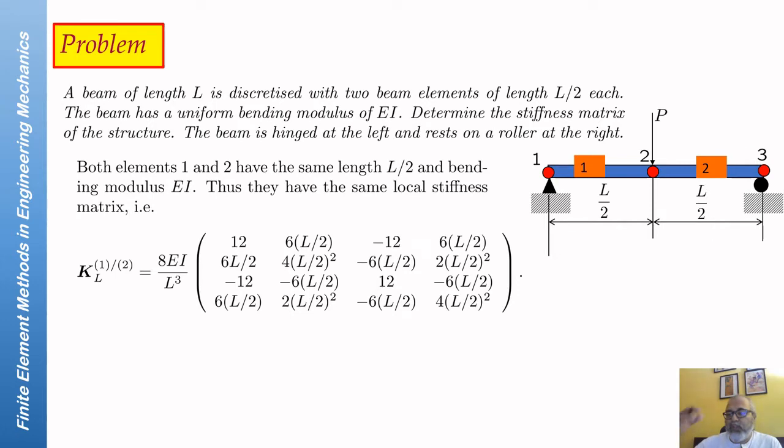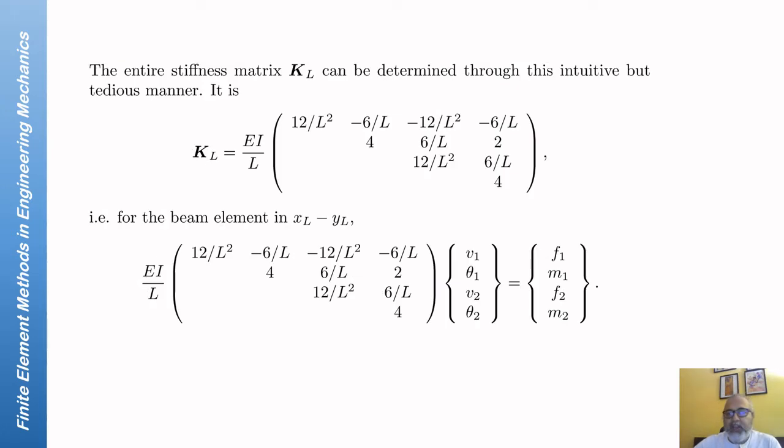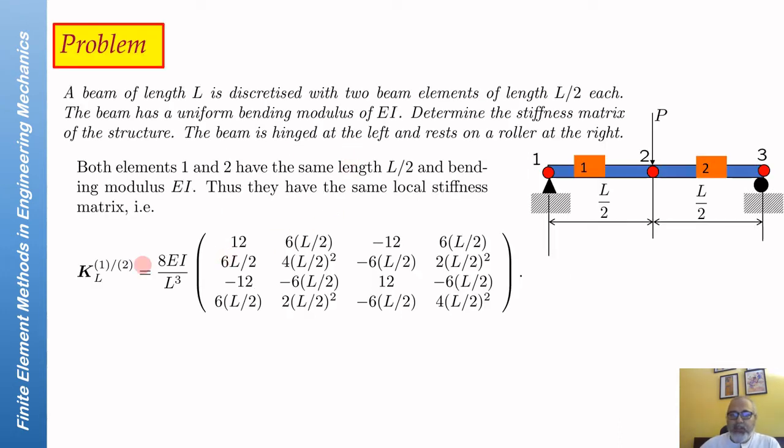So both of them will have the same local stiffness matrix. And how do I get this local stiffness matrix? This is the stiffness matrix of a beam element, and here I will just replace L by L by 2 because the length is now L by 2 as given in the problem. So both your elements 1 and 2 will have this stiffness matrix, which I have got by replacing L with L by 2 in the previous expression.